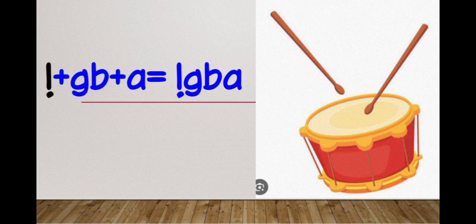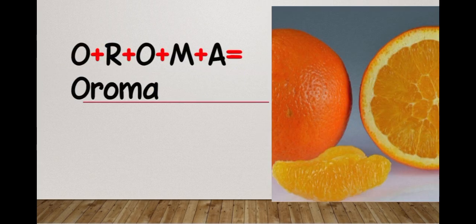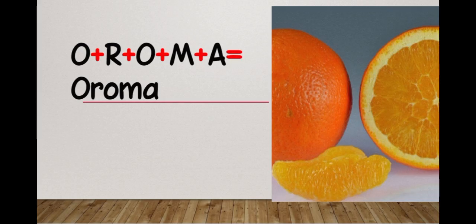Nke ọzọ abụrụ oroma. Kedu ka esi spell oroma? Oroma, which means orange n'asụsụ bekee. It means orange in English language. Oroma. It means orange.